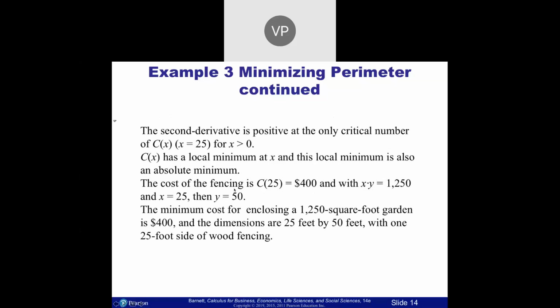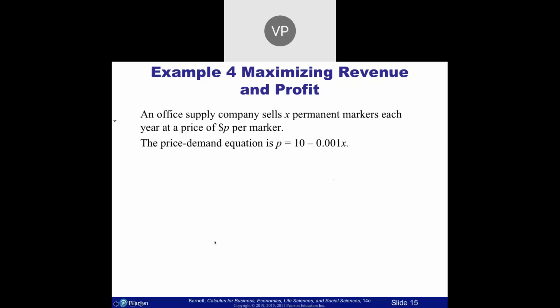All right, to make a 1,250 square foot garden, it's going to cost you at minimum the smallest cost you can make, $400, and the dimensions are going to be 25 by 50 feet. And they even clarified the 25 foot is going to be the wood fencing side.